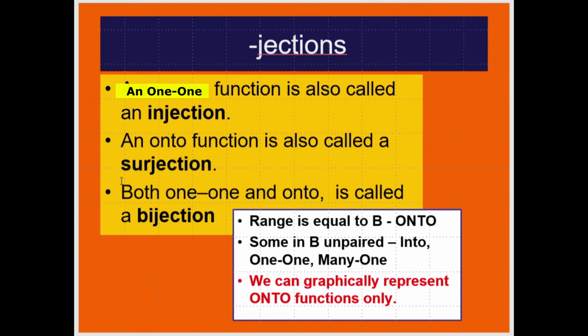What are functions? Injection, surjection, bijection. A 1 to 1 function is called injection. An onto function is called surjection. Both 1 to 1 and onto is called bijection. Range is equal to B, then it is onto function. B is codomain. Some in codomain unpaired, then into. 1 to 1, many to 1. We can graphically represent onto functions only.